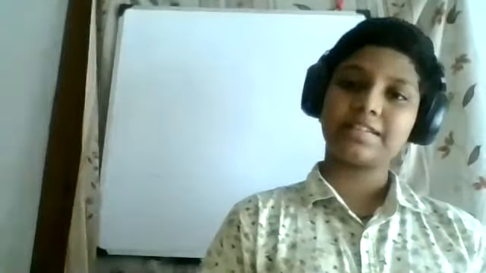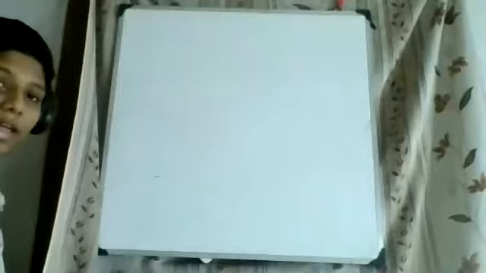We are discussing chapter 5, understanding elementary shapes. In the last class, we discussed the classification of triangles based on sides as well as angles. In this class, we are going to discuss the topic of quadrilaterals.